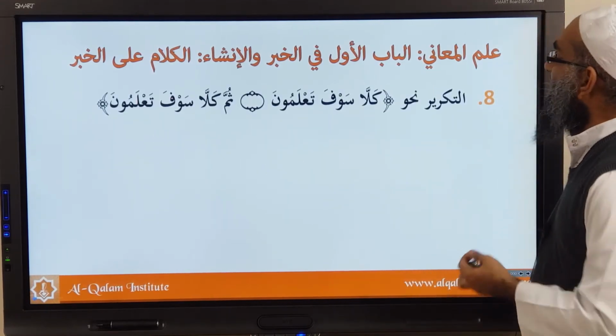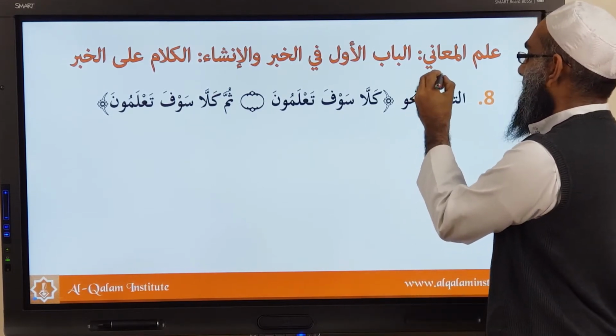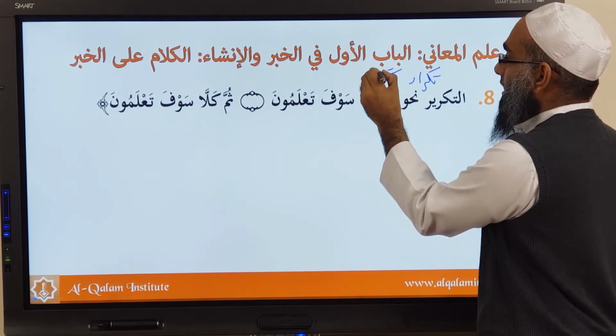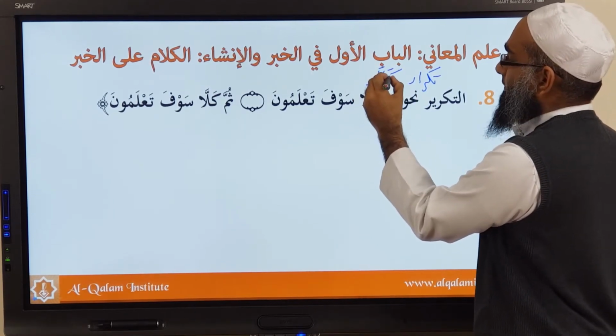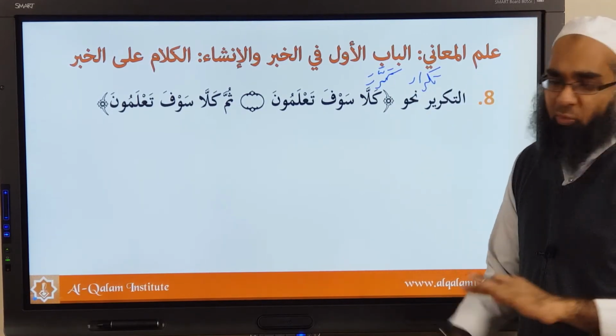Takreer. What does takreer mean? Takreer is the same as takrar. Same thing. They're both masdars of karra, karrara. So karrara is the madhi, and one masdar is takreer and one masdar is takrar. Both mean the same thing.